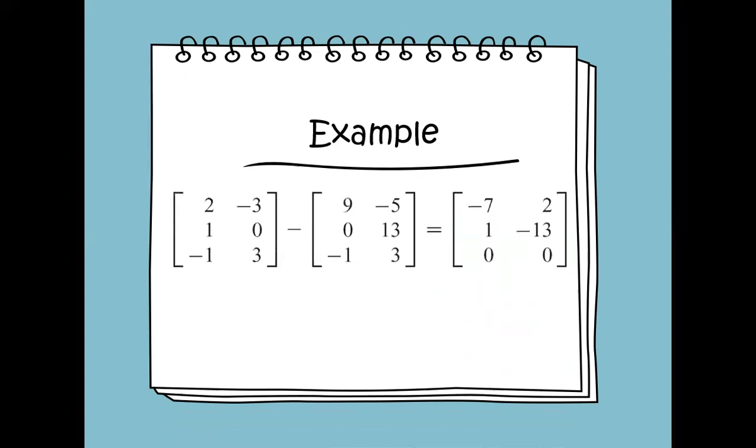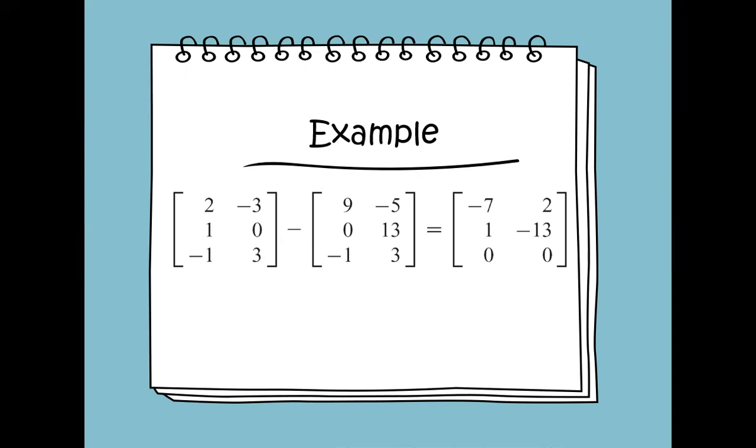Now we will have an example of subtraction. Easy and simple. So first of all, you need to see the dimension of the matrices. As you can see here, we have 1, 2, 3 rows and 2 columns. So 3 times 2. Let's check the other matrix here. 1, 2, 3 rows and 2 columns. So we have the same dimension for the 2 matrices.